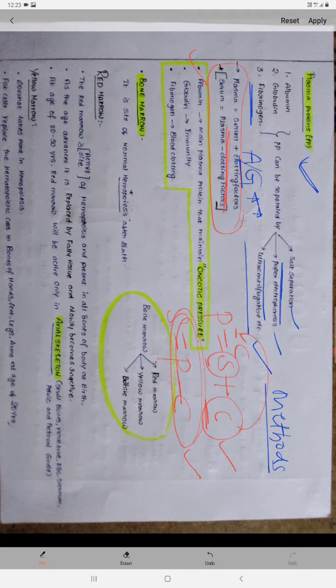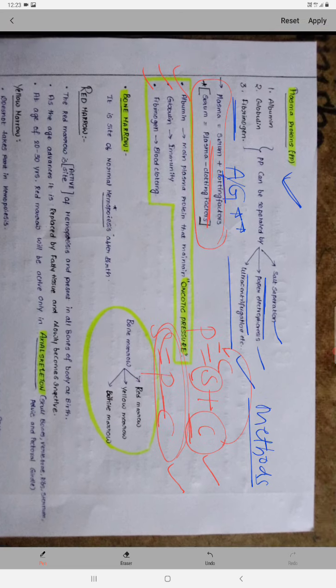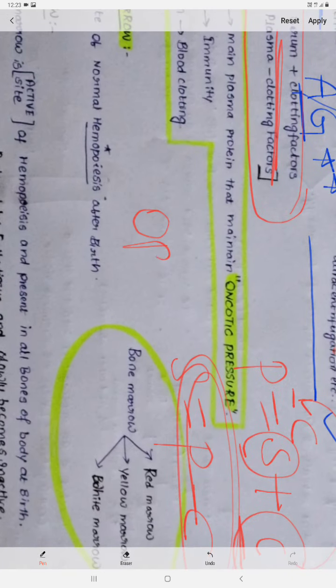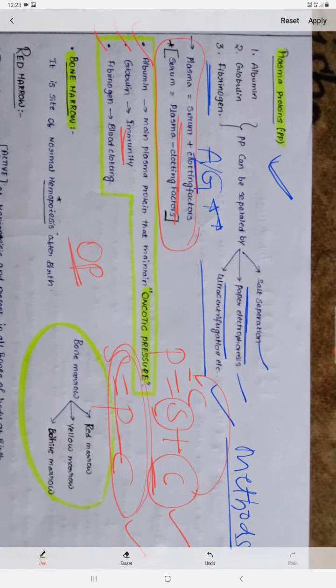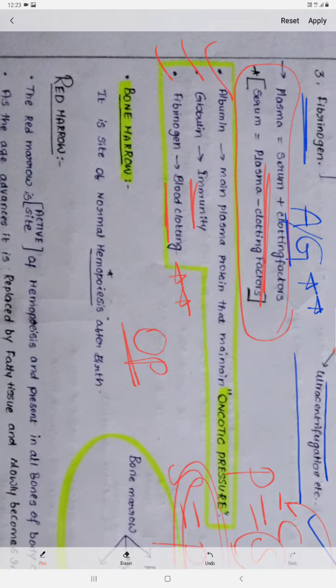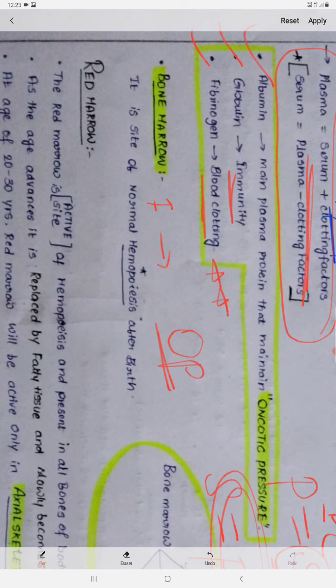Coming to the functions of the plasma proteins, briefly, albumin is the main plasma protein that maintains the oncotic pressure. What do you mean by the oncotic pressure? The osmotic pressure which is maintained by the plasma proteins is nothing but the oncotic pressure. Globulin maintains the immunity. And fibrinogen is an important plasma protein which does the blood clotting. Fibrinogen is converted into fibrin, which is the ultimate step of blood coagulation. So fibrinogen is very important.